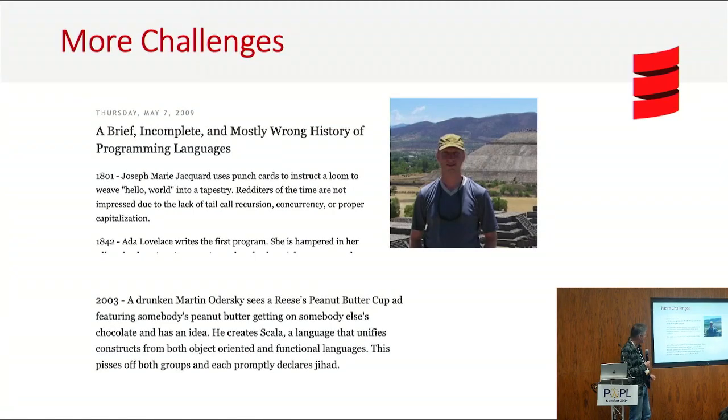A drunken Martin Odersky sees a Reese's Peanut Butter Cup and, feeling somebody's peanut butter getting on somebody else's chocolate, has an idea. He creates Scala, a language that unifies constructs from both object-oriented and functional languages. This pisses off both groups, and each promptly declares jihad.